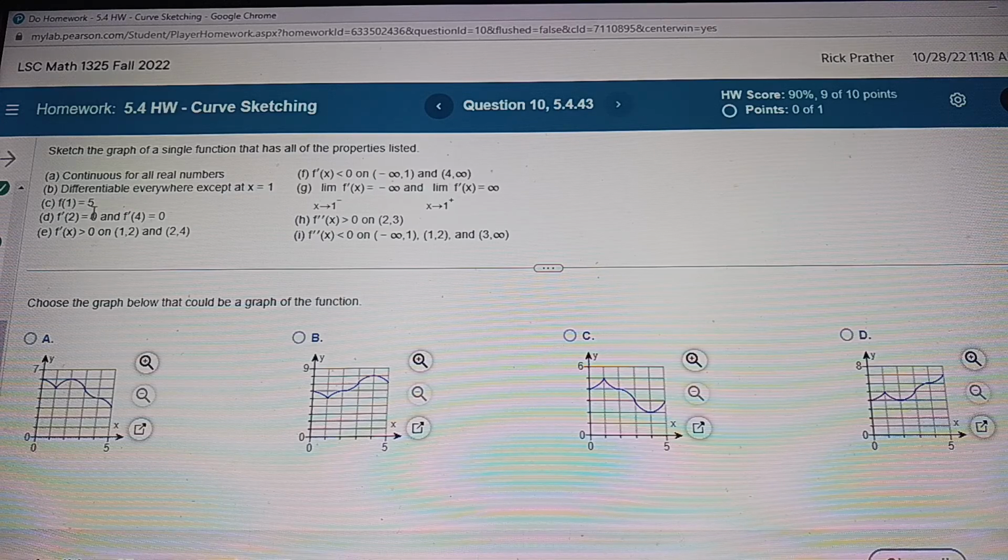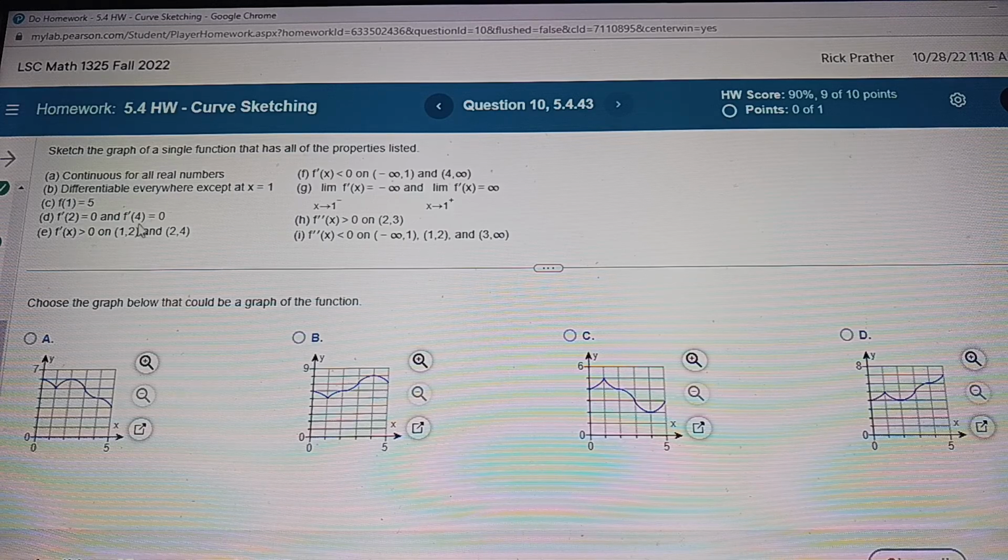F of 1 is supposed to equal 5. So when x is 1, y is 5. 1, 2, 3, 4, 5. Yes, they all do. Yes, that didn't help me eliminate anything.